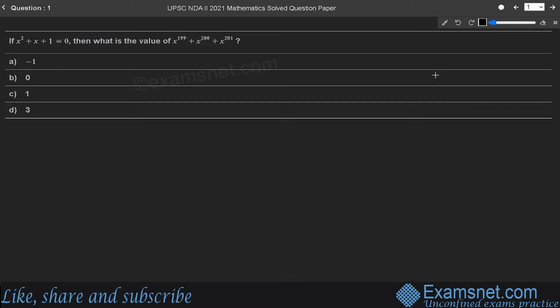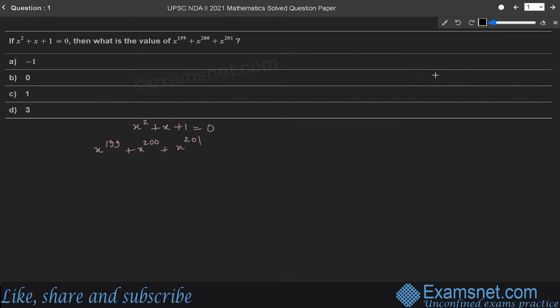If x square plus x plus 1 is equal to 0, then what is the value of x to the power 199 plus x to the power 200 plus x to the power 201?